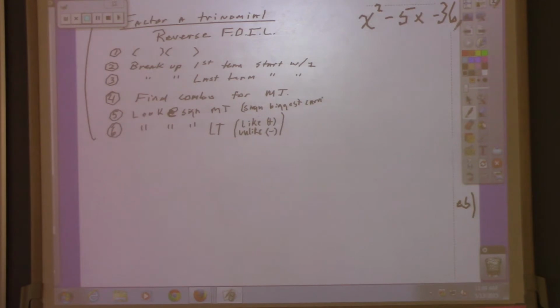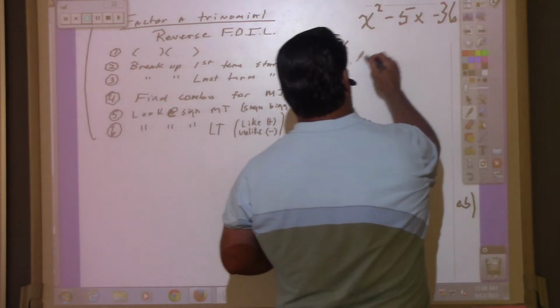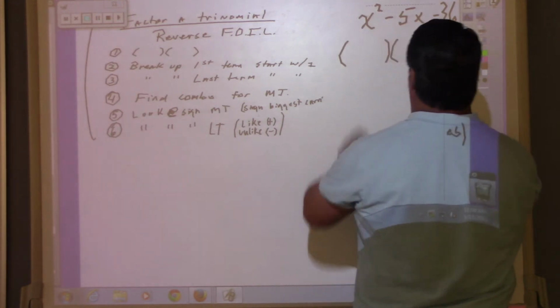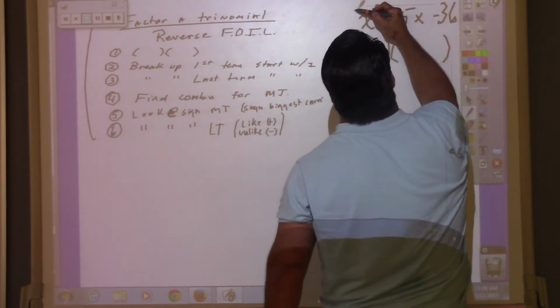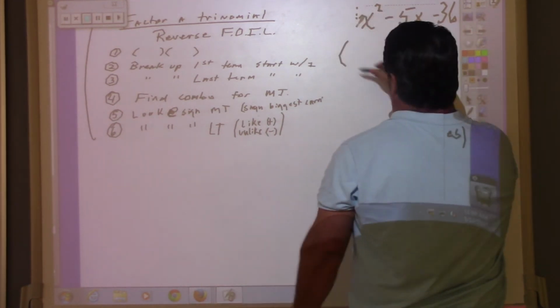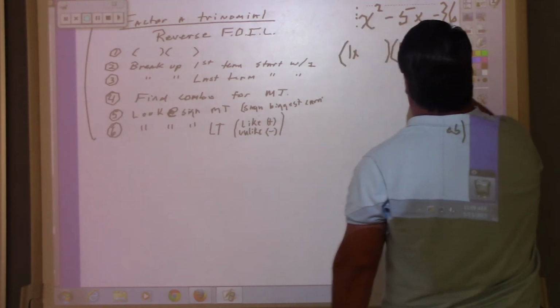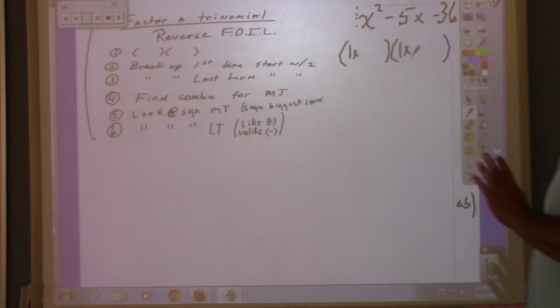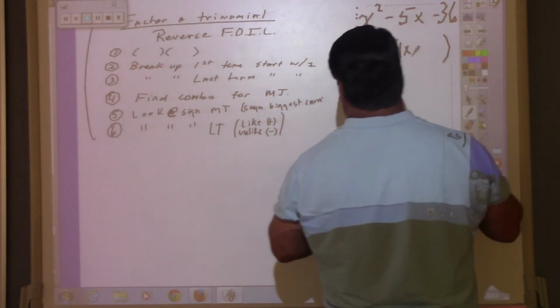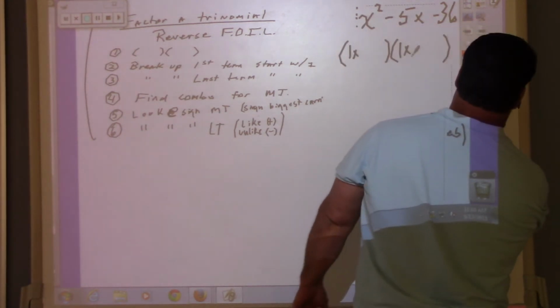Now, break up two sets of parentheses. Now, x is easy to do because what's the coefficient of x? One. So that's one x here and one x there. So that's not a big deal. 36, I break it up. Hold on just a second. Let me move this over. I need some room.